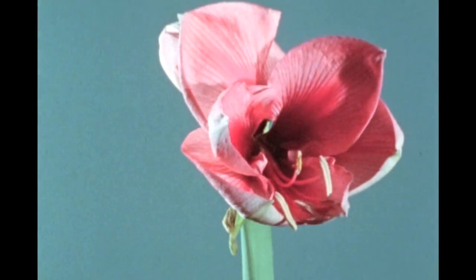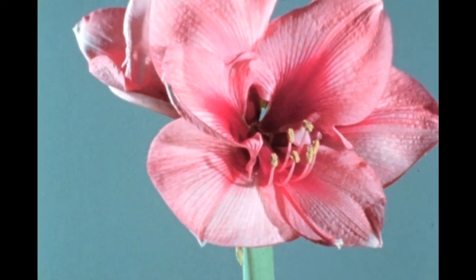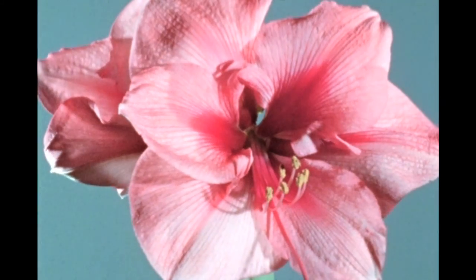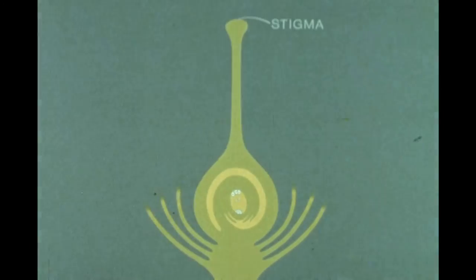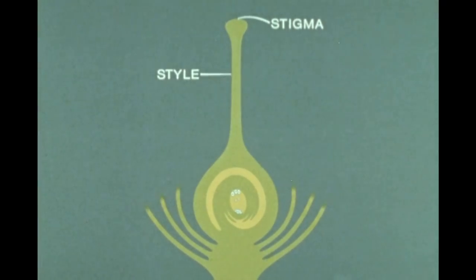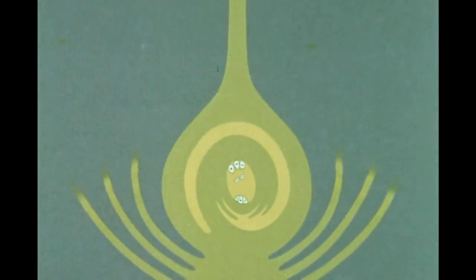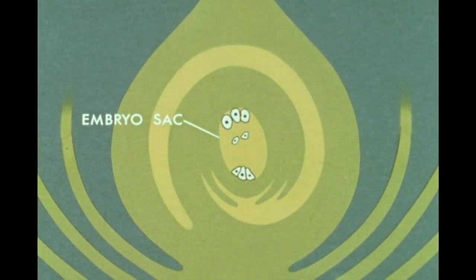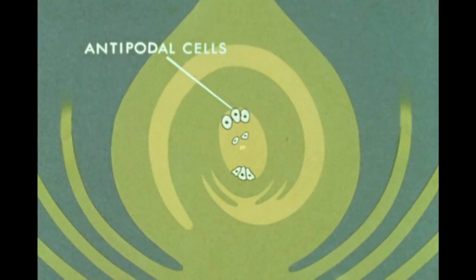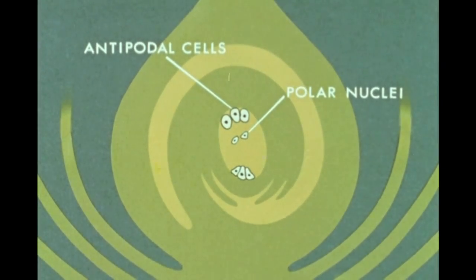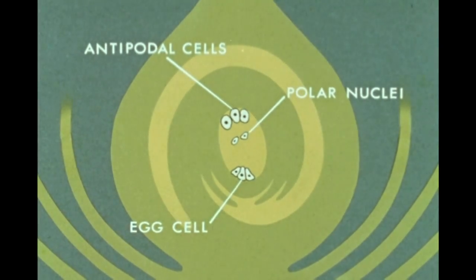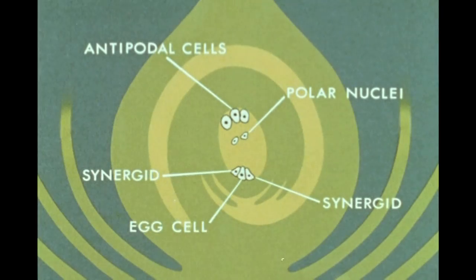In the mature flower of Amaryllis, when the anthers burst, pollen grains are liberated. The female part of the flower is the pistil, which consists of the stigma, the style, the ovary, with one or more ovules. Embedded in the ovule is the embryo sac, which contains antipodal cells, whose function is unknown, pollen nuclei, the egg cell, on either side of which are the synergids, which seem to function as nurse cells for the egg.